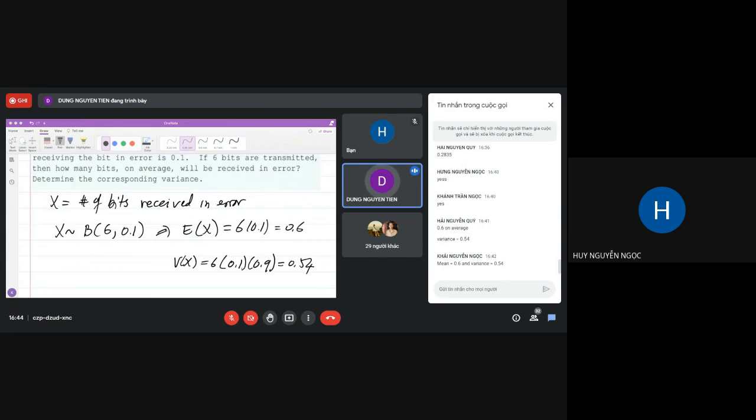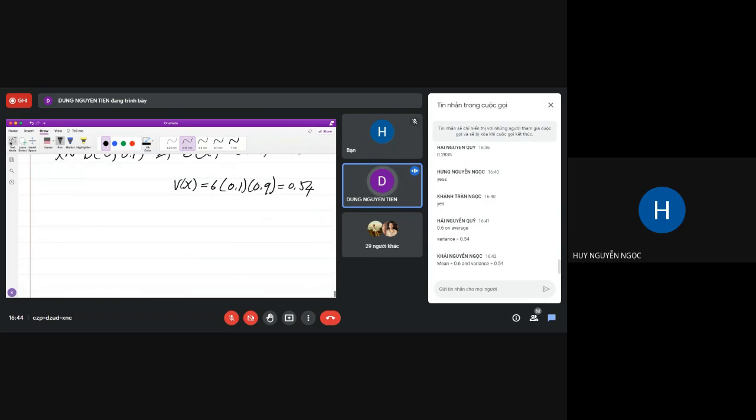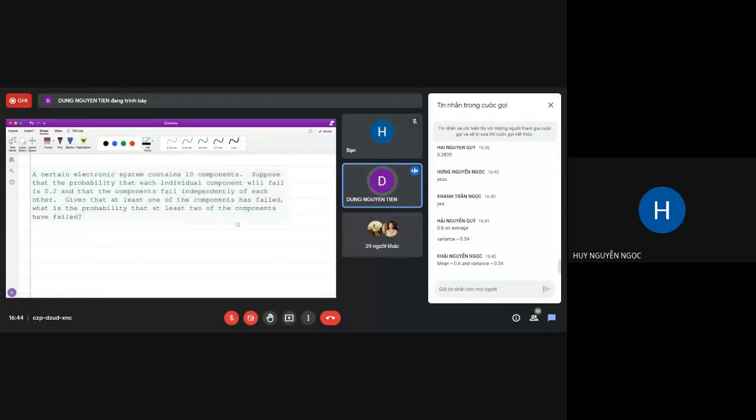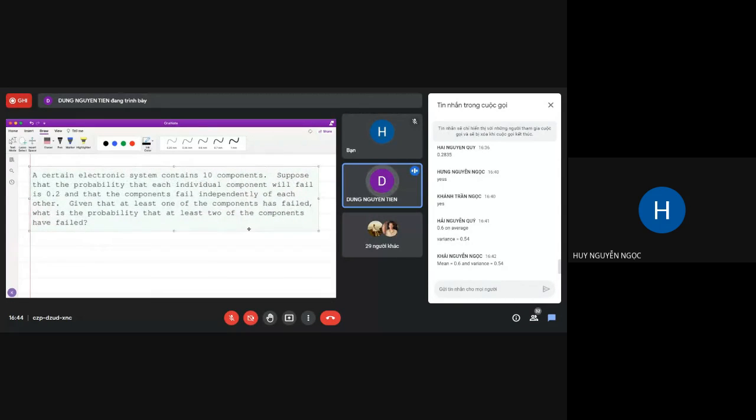Okay. Now, let's consider another example. It's a bit harder. Not really hard, but it's not really trivial. Let's think about that a little bit. A certain electronic system contains 10 components. Suppose that the probability that each individual component will fail is 20%, and that the components fail independently of each other. Given that at least one of the components has failed, what is the probability that at least two of them have failed?